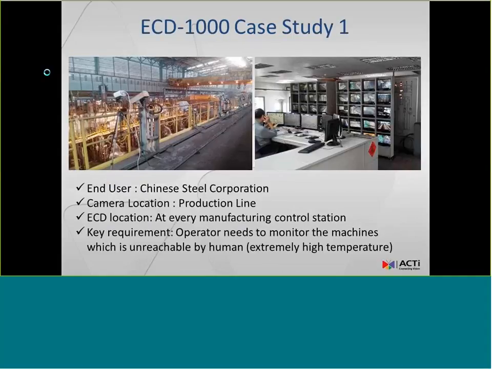ECD 1000 case study 1. I will give a brief introduction with the end user, the Chinese Steel Corporation. The camera location was on the production line. The location of the ECD was the manufacturing control station. The key requirement was that the operator needed to monitor machines which are unreachable for humans, an area with extremely high temperatures.